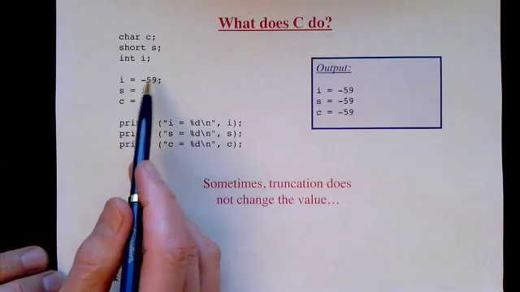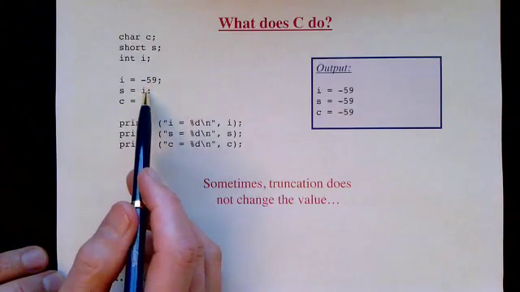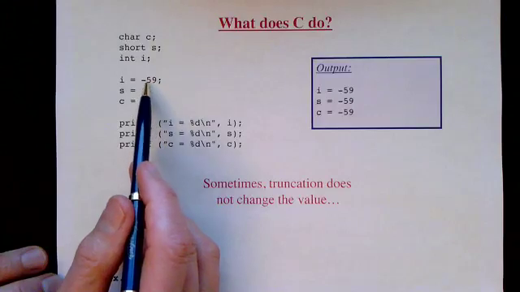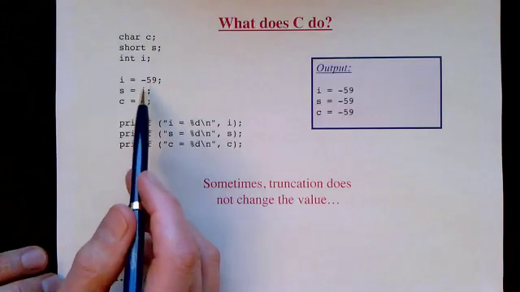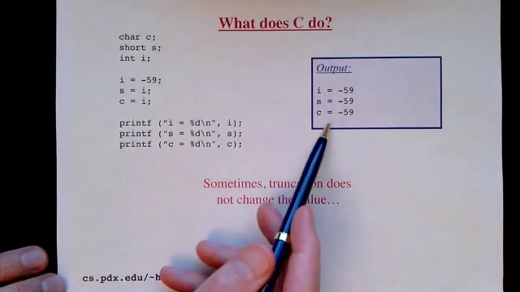Okay, in this case, our value is minus 59, which can be represented as a half word or as a byte. So we chop off the bits, and the bits that we chop off are not significant. In this case, because it's negative, we're chopping off all 1 bits, and the sign bit is not changing. So our output shows that all 3 of these variables have the same value.